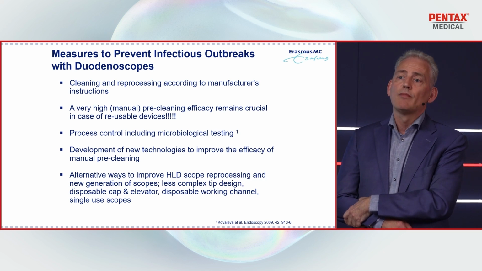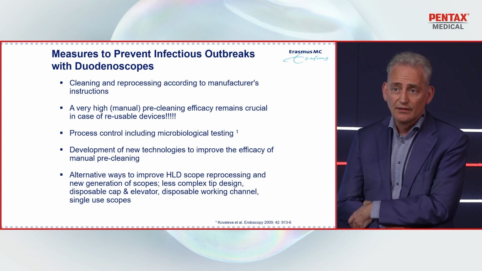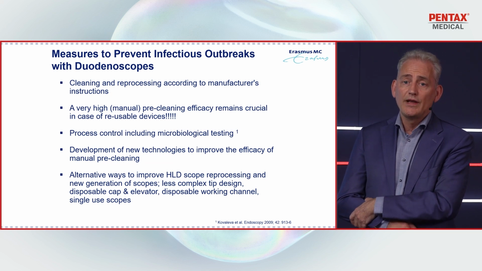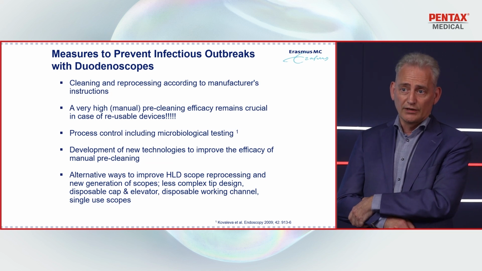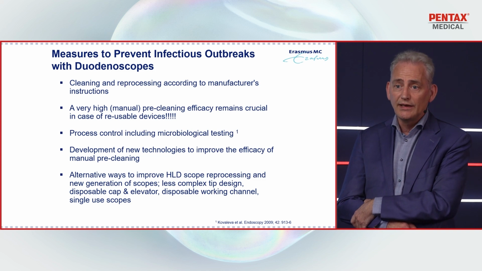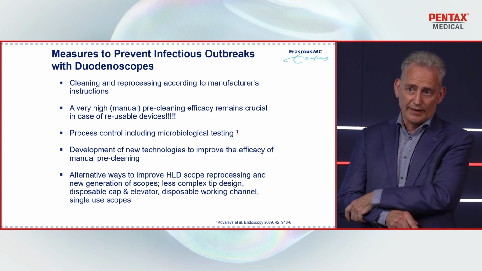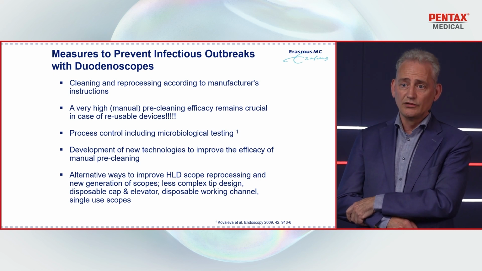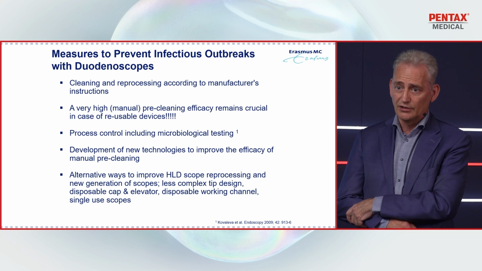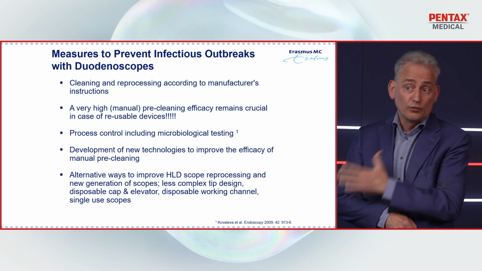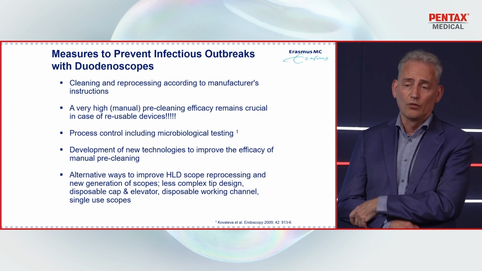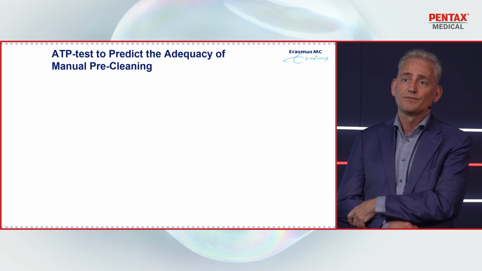Process control, including microbiological testing, so once every month to culture your scope to detect if there's an ongoing contamination of that scope. And of course, we have to look for development of novel technologies to improve the efficacy of manual pre-cleaning and also alternative ways to improve high-level disinfection and reprocessing. And there are already many things that have been done: new generation of scopes, less complex tip design, disposable caps. I think what's very important, disposable working channel is a very interesting concept. And of course, what we already have been discussing, single-use scopes.